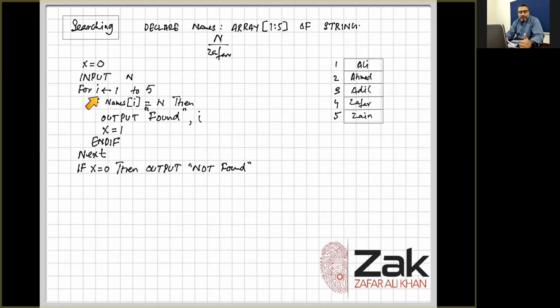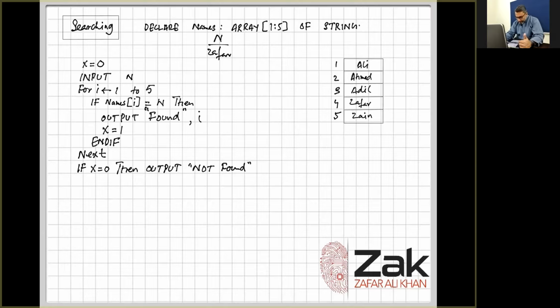So the whole loop goes on for I 1 to 5, and if name I is equal to n, which is Zafar, then it outputs found at the ith location and makes x equal to 1. And if it is not found, x will remain 0 and the value not found will be output.